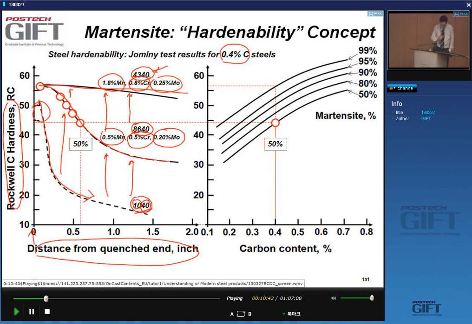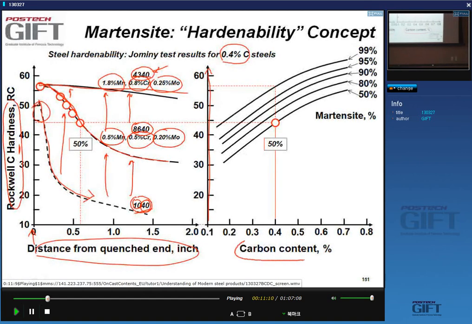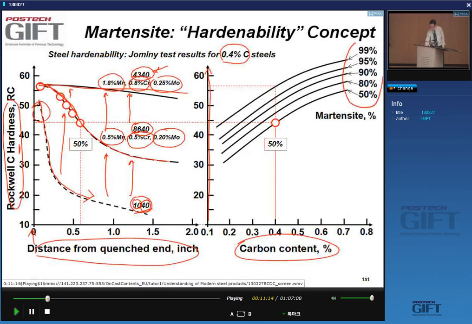Now, of course, this profile gives me a hardness profile. I want to relate this to the amount of martensite that I've formed. So I need a graph that gives me the Rockwell hardness, the same scale as here on the left, as a function of the carbon content, for different volume percentages of martensite.